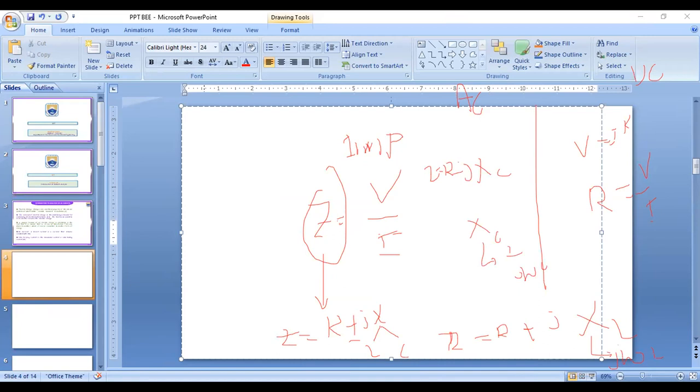Up to here, did all of you understand the impedance part formula? You have to remember only the formula. Yes, sir. Okay. Madam, madam.